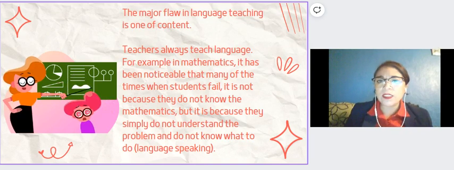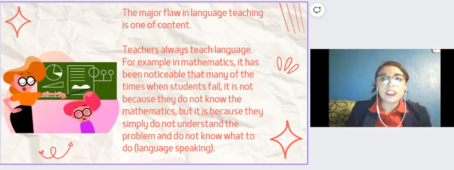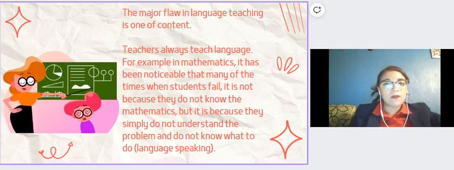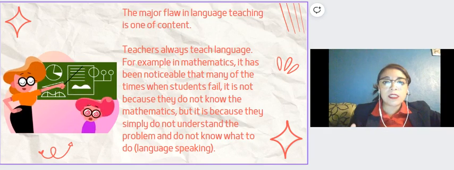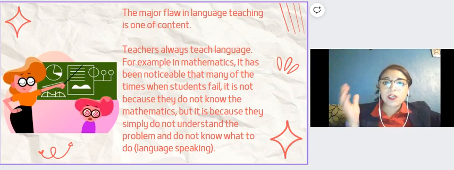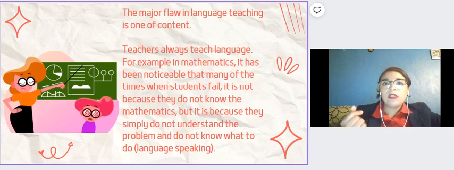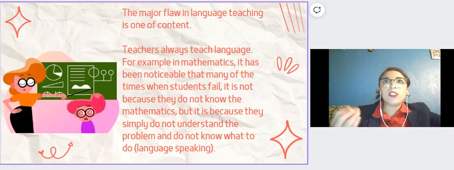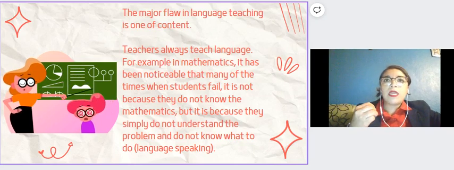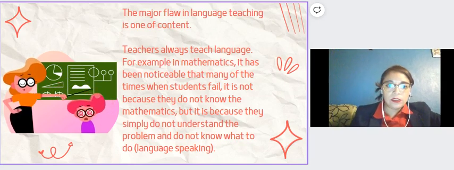So now, here we say that the major flaw in language teaching is the content. So teachers always teach language. For example, in mathematics, it has been noticeable that many of the times when students fail, it is not because they do not know what to do with the mathematics, but it's because they don't understand the problem. They don't understand what they have to do. So if they don't understand because of the language, they don't know if they have to sum, which operation they have to do.